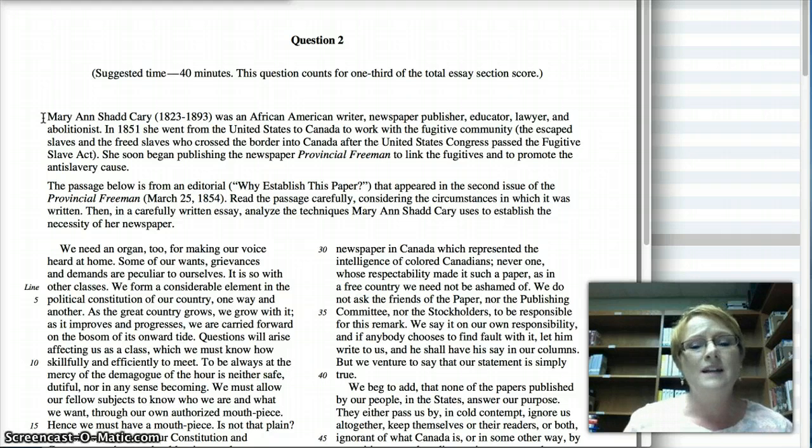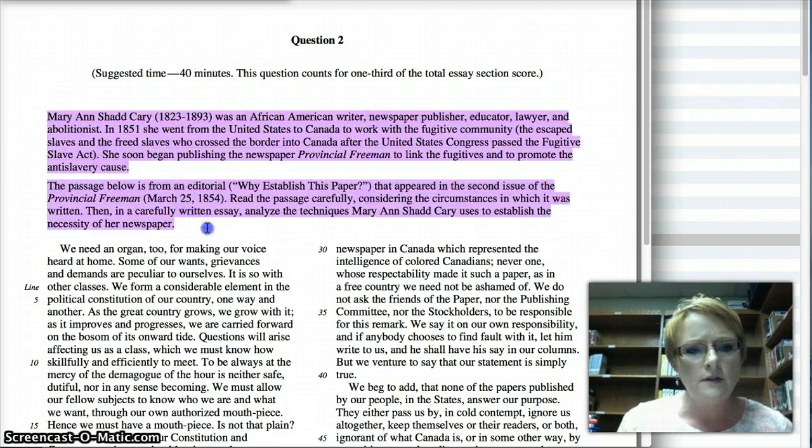Now, I will tell you, the first problem I find students have when they're doing these AP essays is that they neglect reading all of this information. Okay, and this is all important information. It gives you some context for the piece that you're getting ready to read, and it also gives you specifically what you're supposed to be doing.